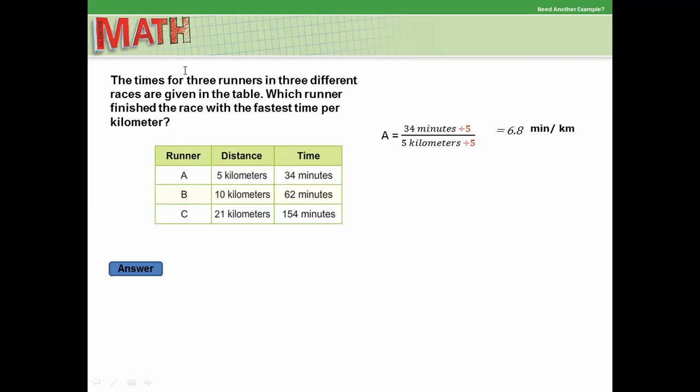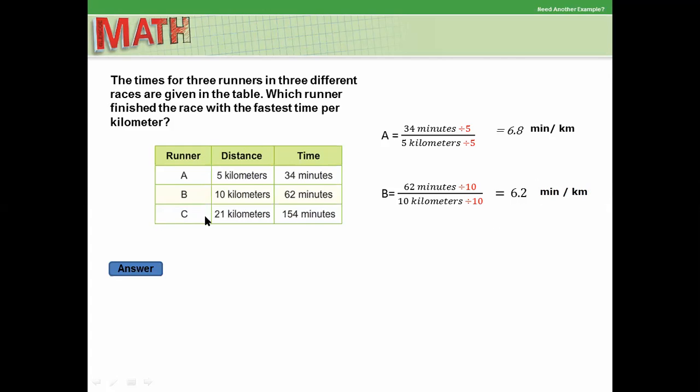Let's calculate the second rate, which is B. So B is 62 minutes over 10 kilometers, and I want to reach 1 in the denominator because here I want to calculate the rate per kilometer. So I will divide by 10 on both sides. The answer will be 6.2, and again 6.2 what? 6.2 minutes per kilometer, and don't forget to write the unit.